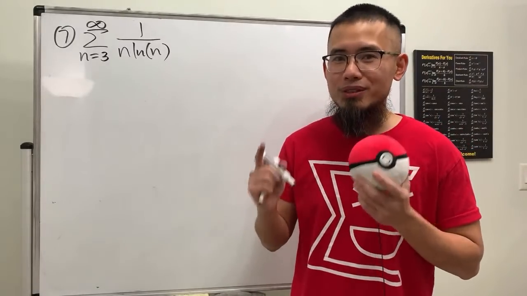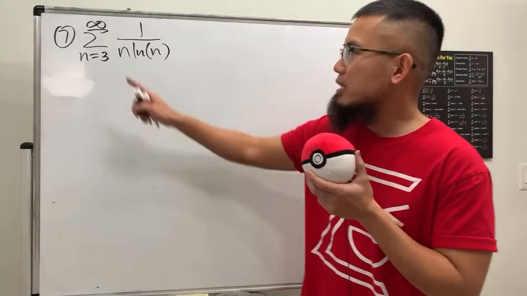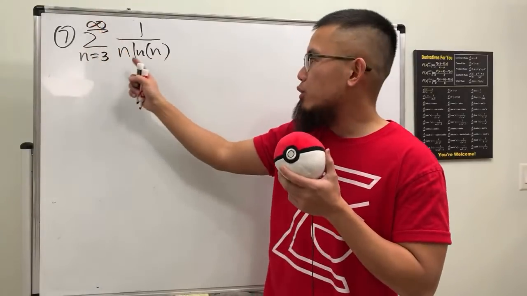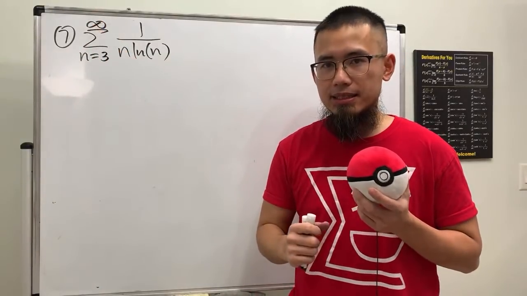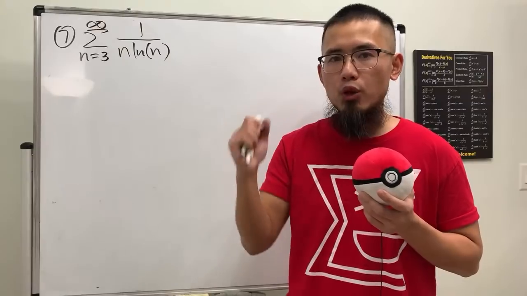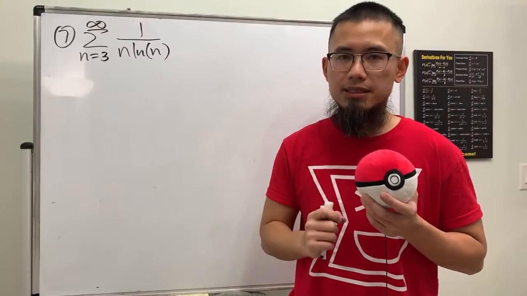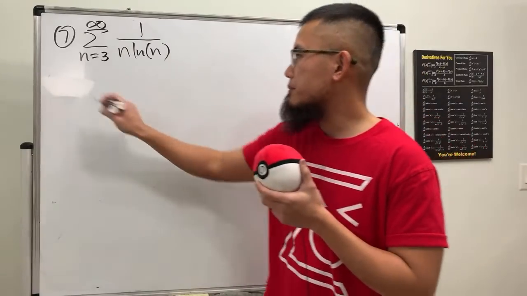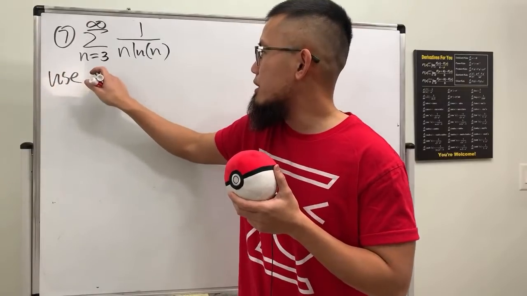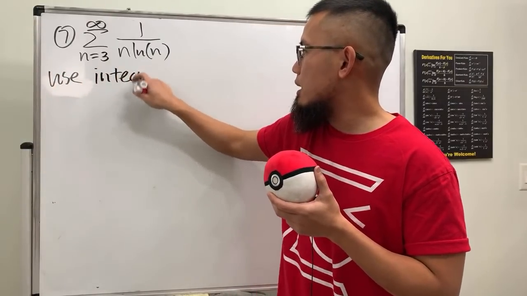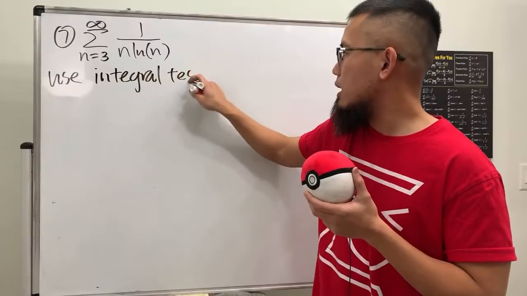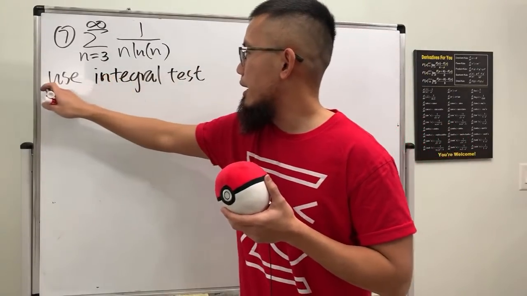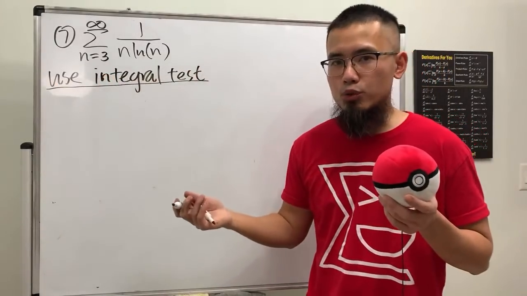Use the integral test. Why? Because if you imagine this as an integral and replace the n with x, we can totally integrate 1 over x times ln x. So that's the strategy, right? So here we'll be using the integral test. And then now the rest is just the typical write out.